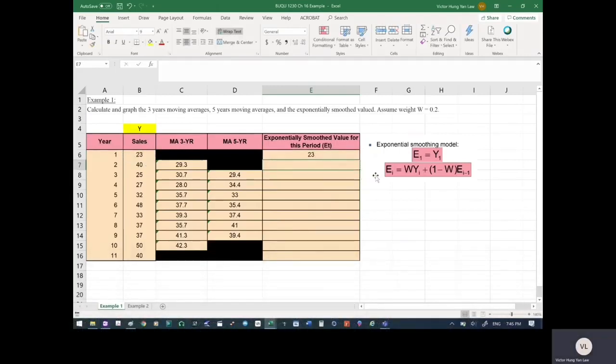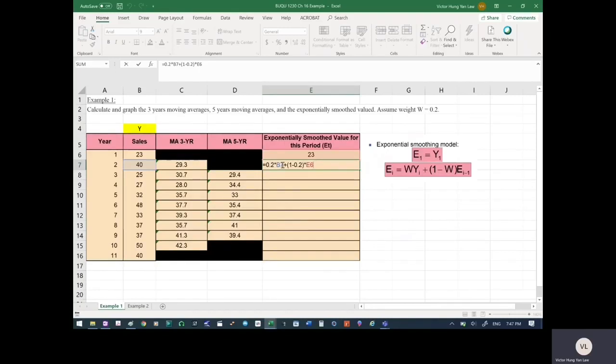And from year 2 and onward, what we're going to use is the second equation. And then in the equation, we have the weight. The weight is 0.2. Those we're going to substitute into the equation, W and 1 minus W. So that's the weight, 0.2. So we're going to type the formula in for year 2. So what we have is the 0.2. The 0.2 is the weight, so that's your W. So we're going to have W times Y. So W times Y of the same period.